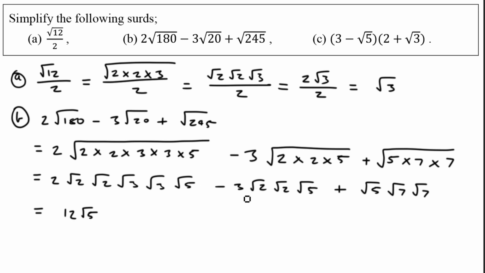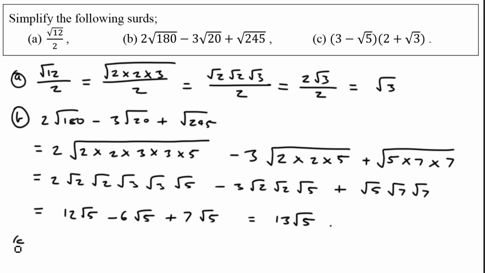In the second term, we have 3 times root 2 times root 2. This part is 2, so 3 times 2 is 6. We are subtracting 6 root 5s. In the last term, the root 7 times the root 7 give us a 7. We have 7 root 5s. And so altogether, how many root 5s have we got? 12 subtract 6 plus 7. We have 13 root 5s.